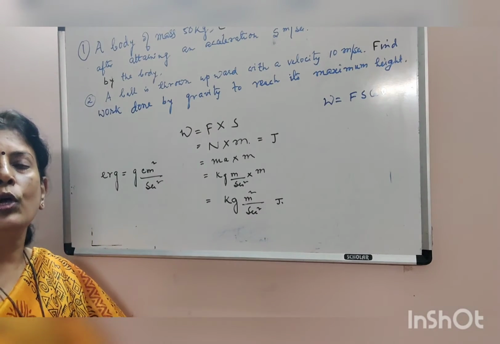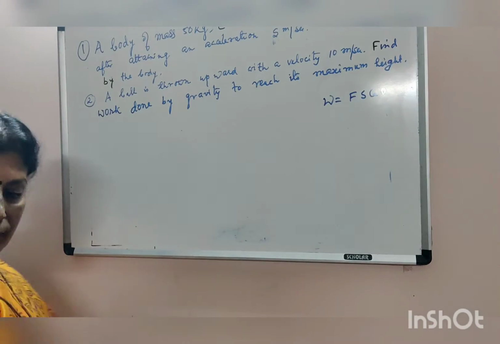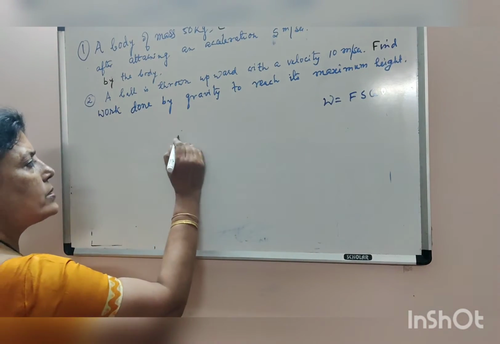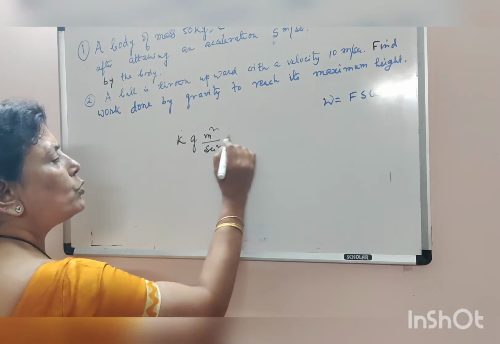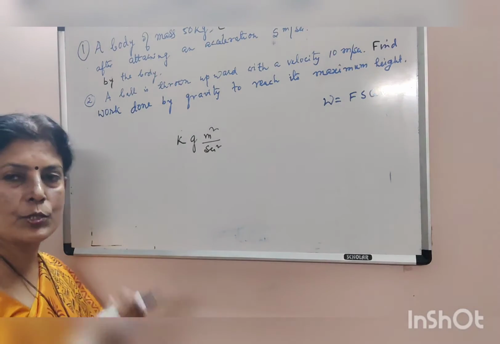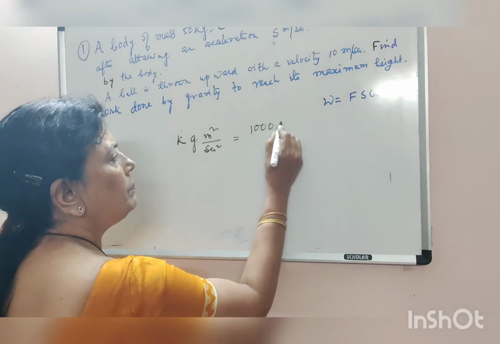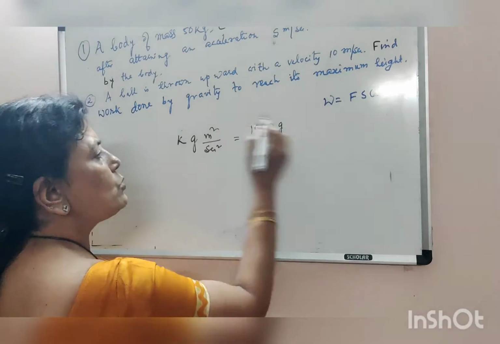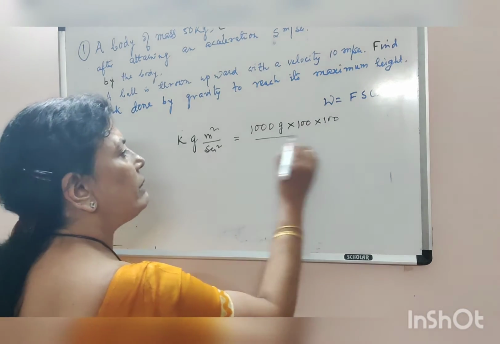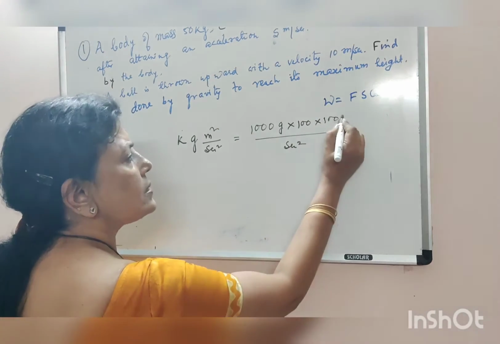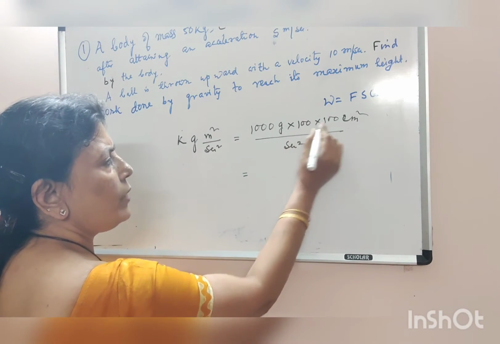But we have to know what is the relation between joule and erg. We already learned joule is equal to kg meter square by second square. We have to convert it into gram centimeter square per second square. Kg is equal to 1000 gram, meter square means meter into meter, which is equal to 100 into 100 centimeter square, divided by second square. This is centimeter square and this is second square. That is equal to 3, 4, 5, 6, 7.